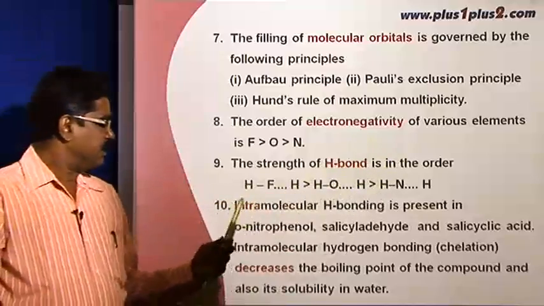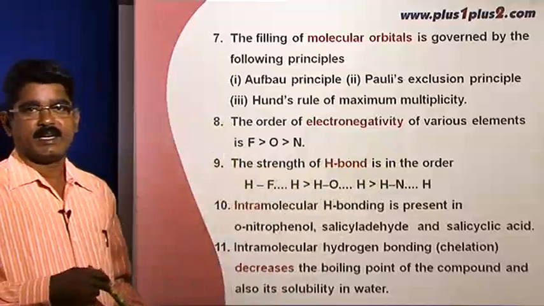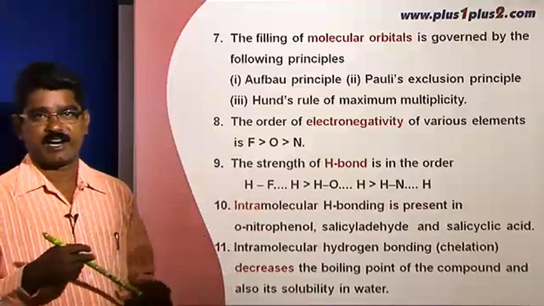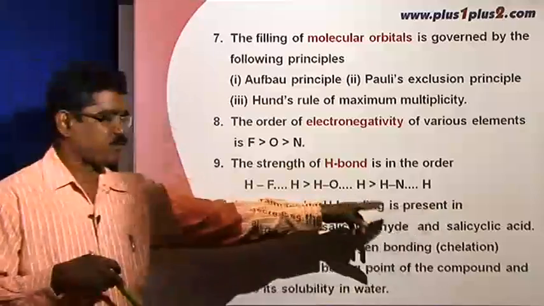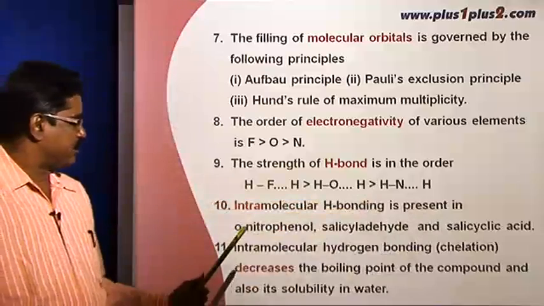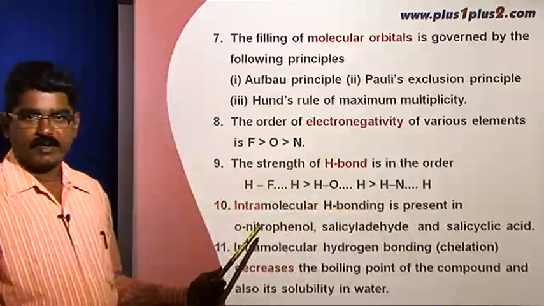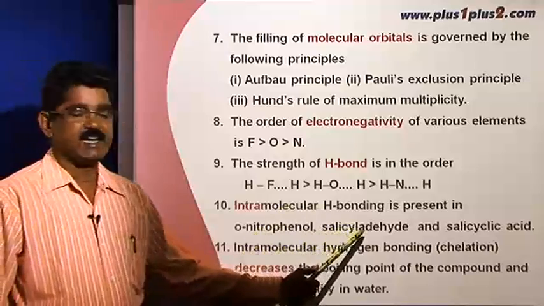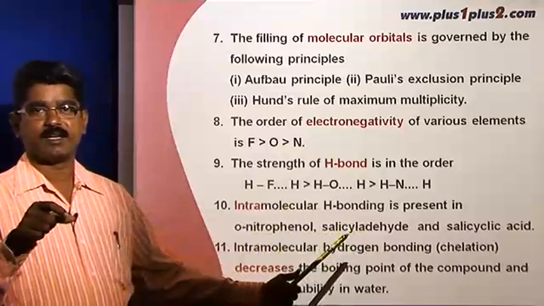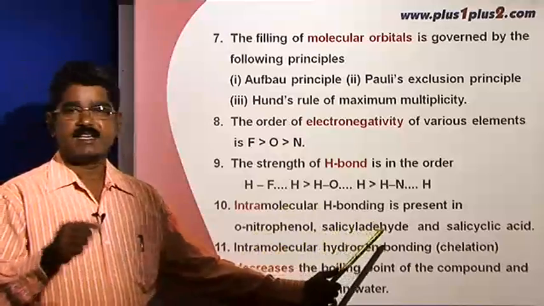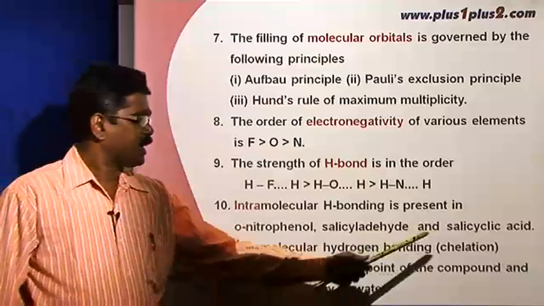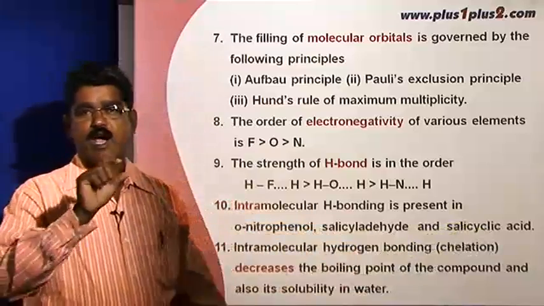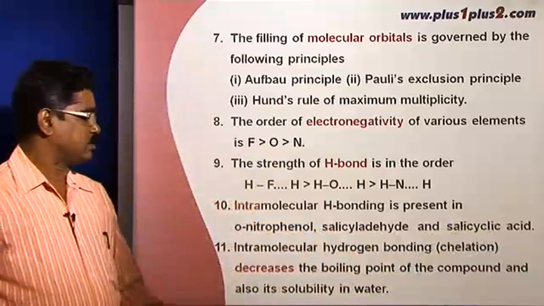So, as I said earlier, there are two kinds of hydrogen bonding. One is intermolecular, that is formed between molecules, and intramolecular. Now, let us see what is intramolecular hydrogen bonding. So, intramolecular hydrogen bonding is formed within a molecule. For example, orthonitrophenol, we have intramolecular hydrogen bonding, that is between OH group and NO2 group. And in salicyl aldehyde, we have intramolecular hydrogen bonding, that is between OH group and CO group of CHO. And in salicylic acid also, we have intramolecular hydrogen bonding, that is formed between OH and COOH group.